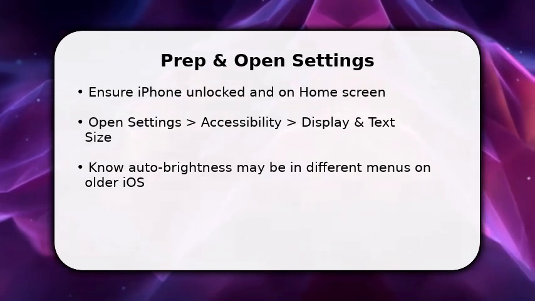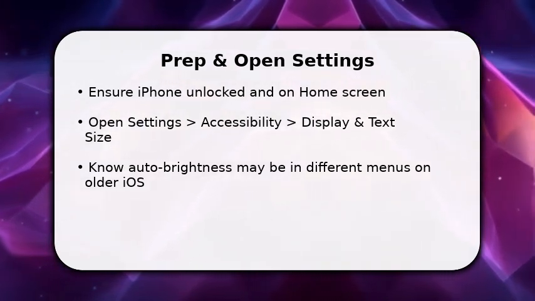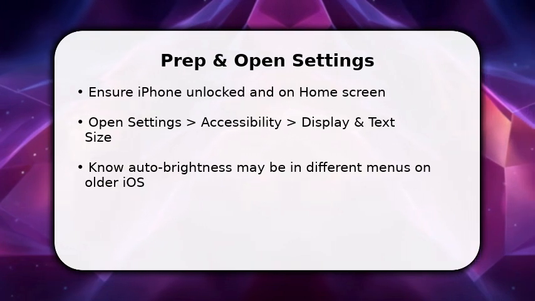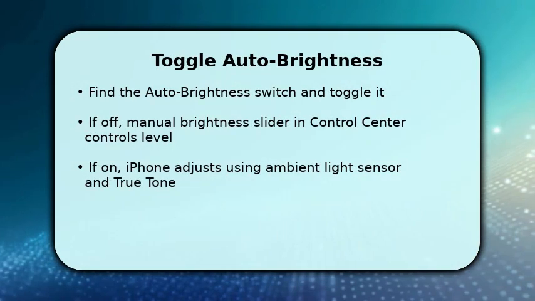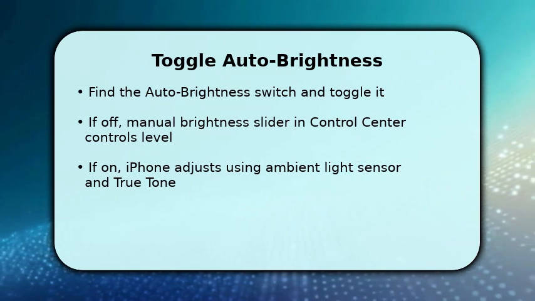You're doing this to control when the sensor adjusts light. Disabling or toggling here ensures consistent brightness instead of unpredictable. You now toggle auto brightness to change how the phone responds to light.